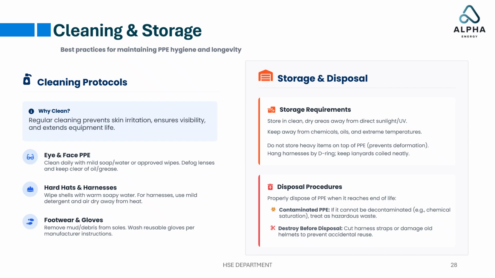Cleaning and storage emphasizes that regular maintenance of PPE prevents skin irritation, ensures visibility, and extends equipment longevity. Cleaning protocols specify daily care for eye and face protection with mild soap or wipes, wiping hard hat shells and harnesses with soapy water before air drying them away from heat, and removing debris from footwear while washing reusable gloves according to manufacturer instructions.